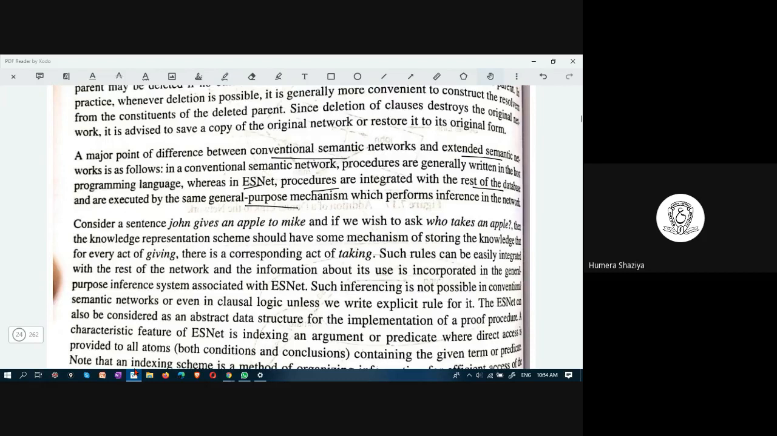When you implement ESNet and semantic network, there are procedures, right? Procedures for the forward inferencing, backward inferencing. That procedure is written in the programming language in conventional semantic network, and in extended semantic network, it is a part of the database or the knowledge base.